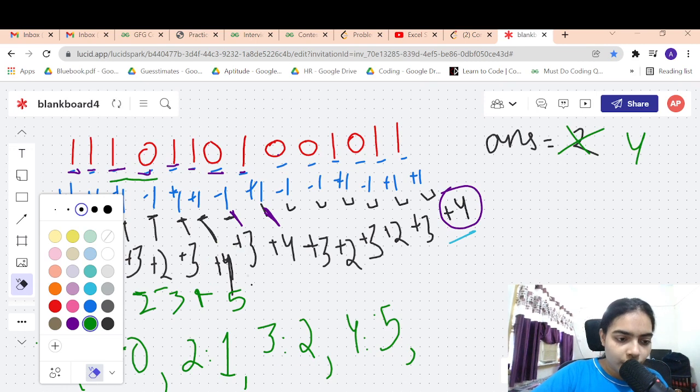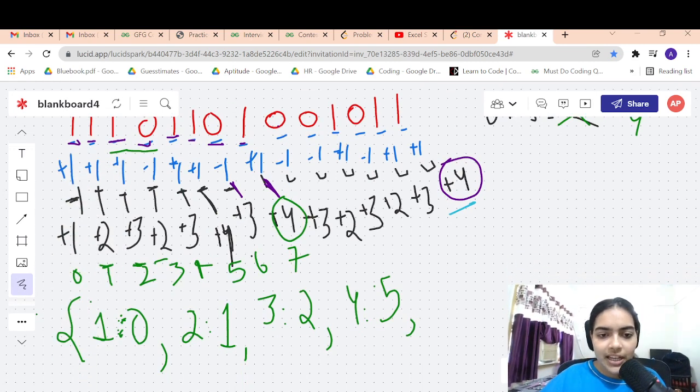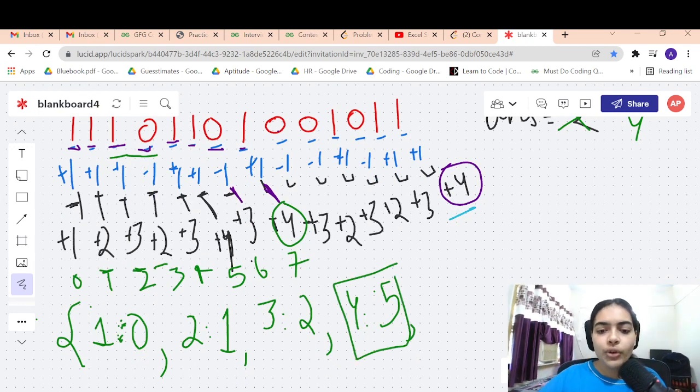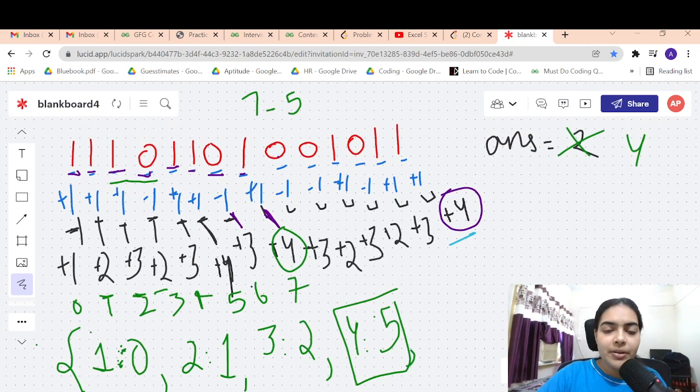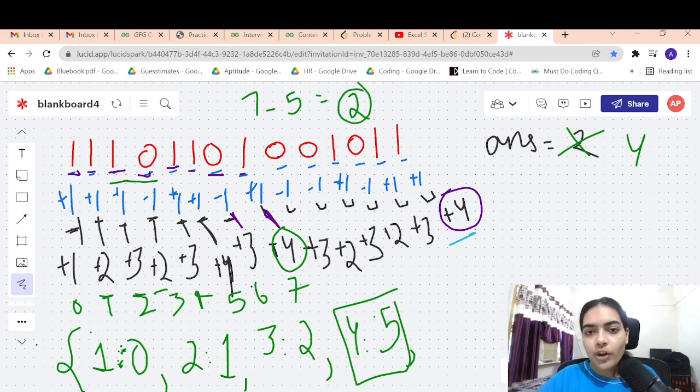Now let me go forward. Now I am at the 7th index. At the 7th index I am seeing a plus 4. I already have a plus 4 at the 5th index. That means 7 minus 5, 2. I have a subarray of length 2. It is not better than my answer, so I will just go forward.